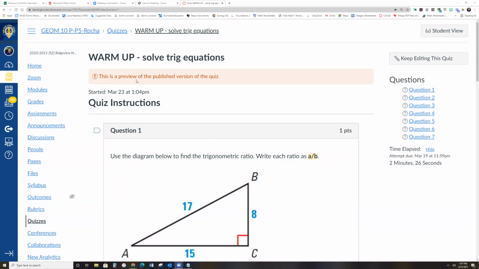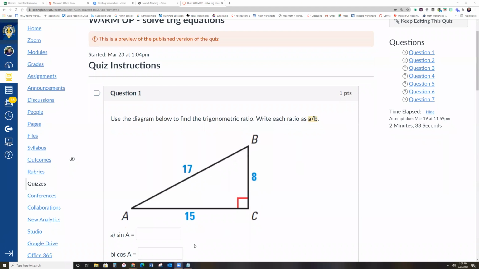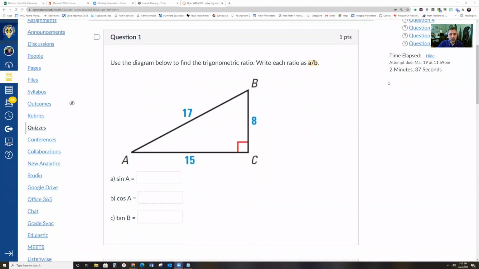Basically, I believe this is the warm up you had questions about. So let's go ahead and do this. If you look at this one, the first thing we want to do on this problem is see how these two focus on angle A. This is angle A and this is angle A. So let's go ahead and focus on that first.